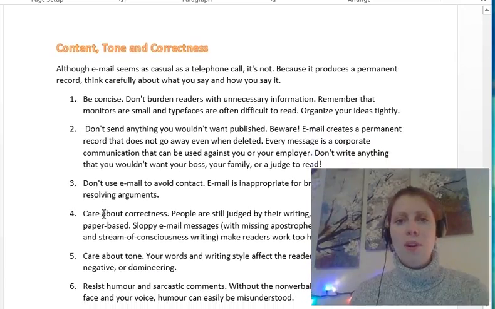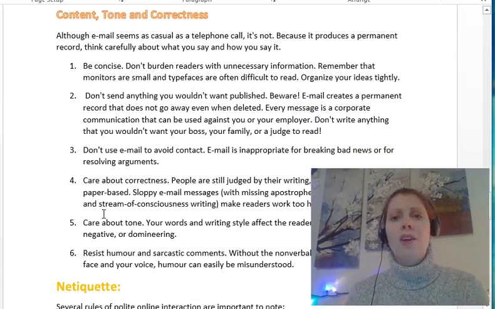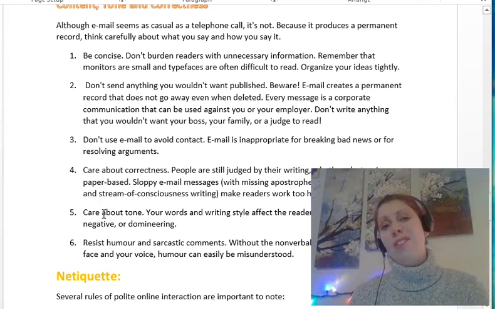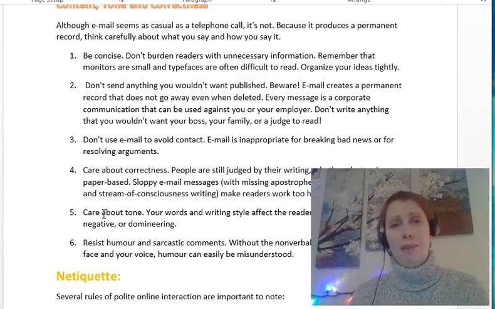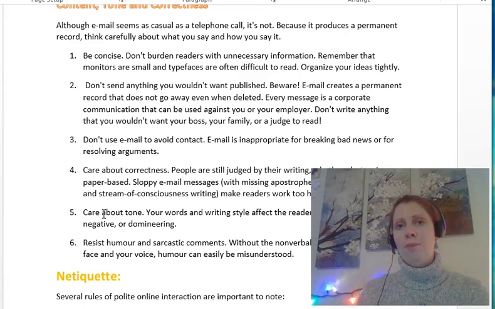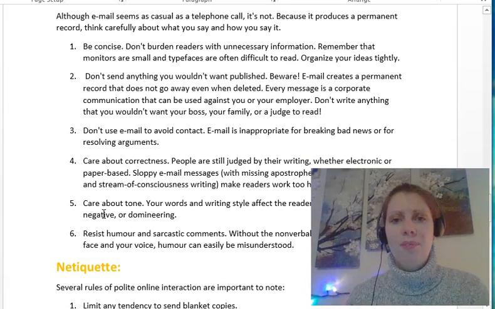Moving on to tone, correctness, and content. So although email seems as casual as telephone calls sometimes, it's really not, because it produces a permanent record of everything. It's kind of like Facebook, where whatever you put out there is kind of permanent. So think very carefully about what you say, because even when things go into the delete or the trash folder, they're not deleted. So be careful.